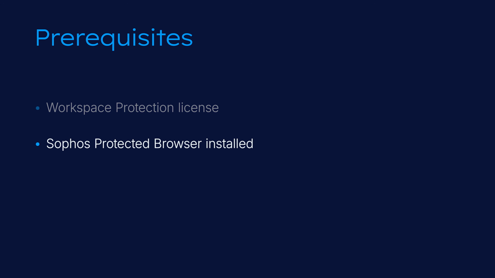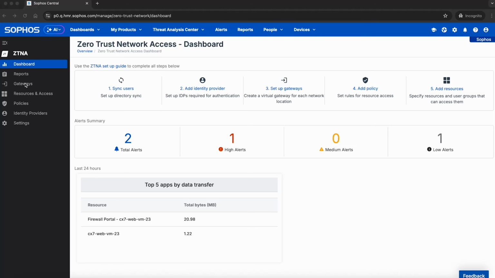Before starting, ensure you have a Workspace Protection license, Sophos Protected Browser is installed, and have access to the included Sophos ZTNA. Let's get started. First, I'll show you how to enforce secure access to apps via the protected browser.